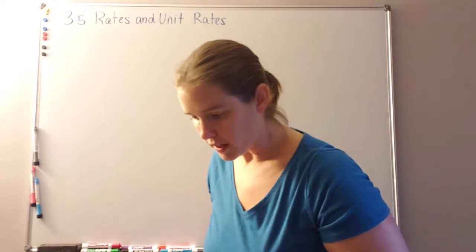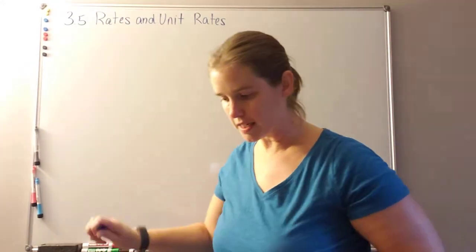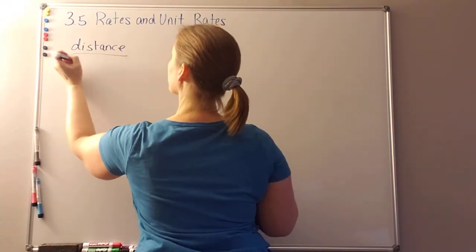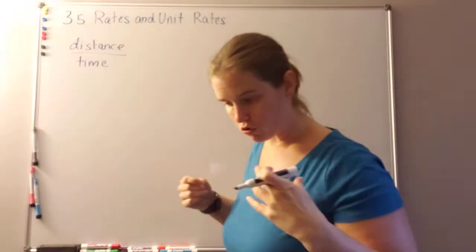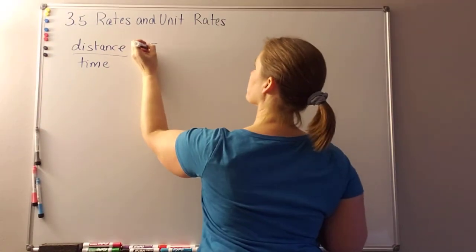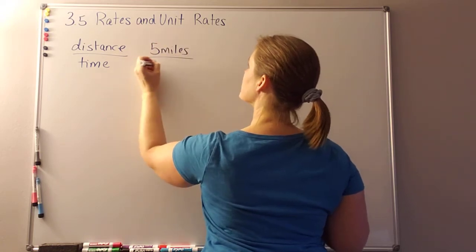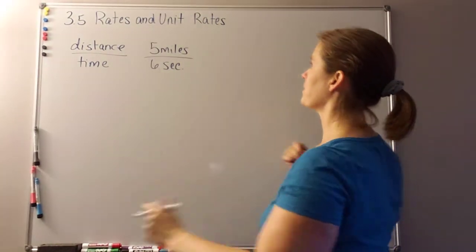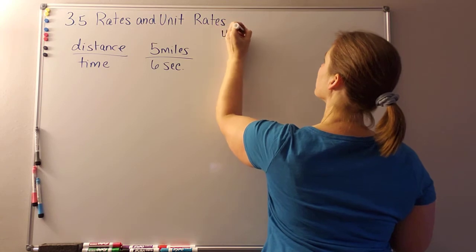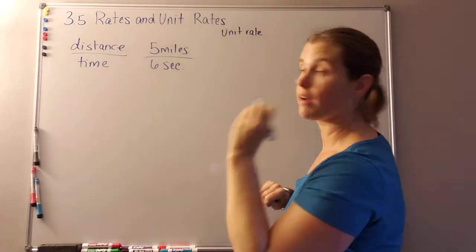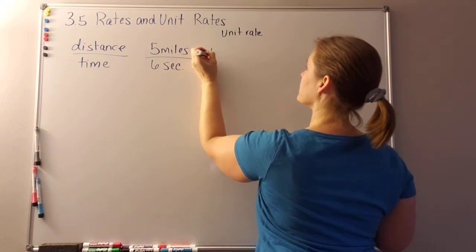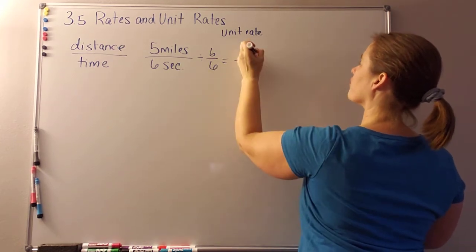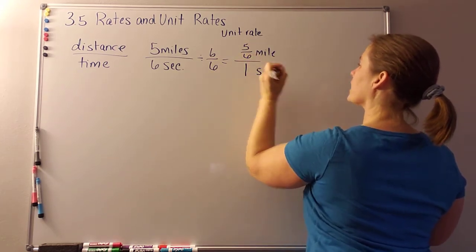Then, real quickly, one other quick example. Let's say we have a rate comparing distance to time. Let's say you travel 5 miles every 6 seconds. That's a rate. What's the unit rate? Well, to get our unit rate, what do we need to divide by? That's right, divide by 6. So up here we have 5/6 over 1. You go 5/6 of a mile in 1 second.